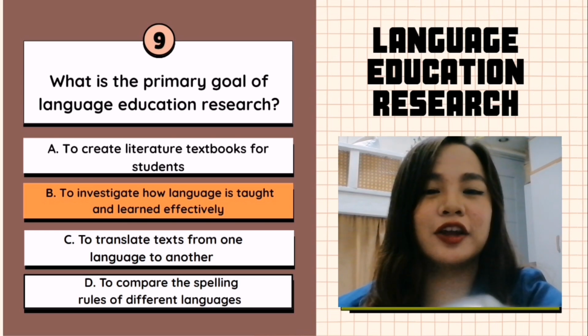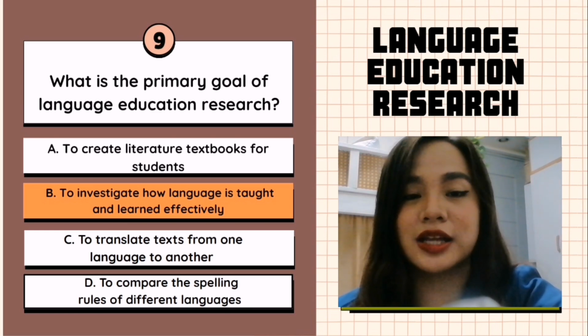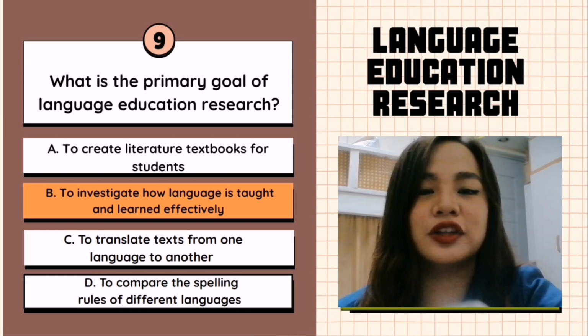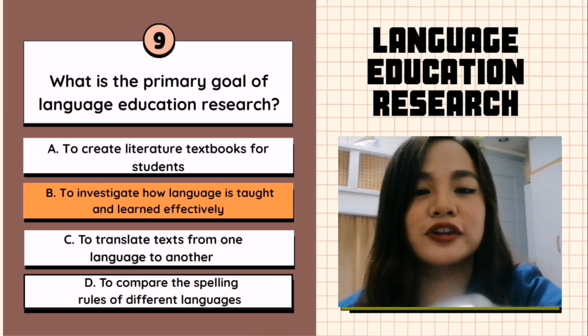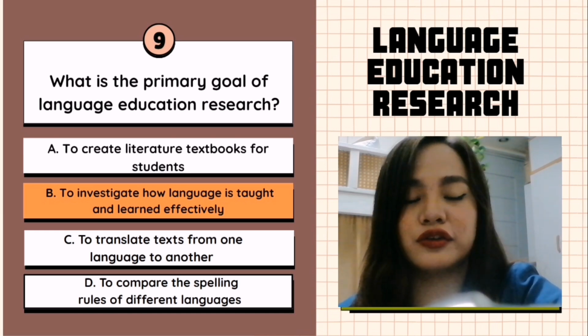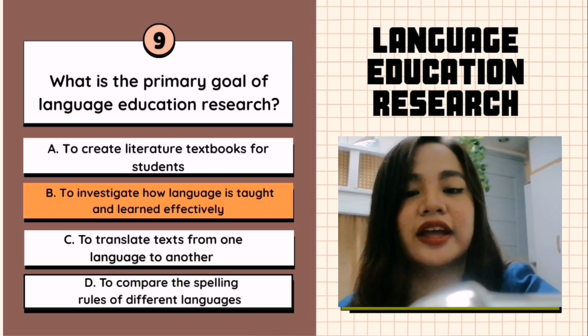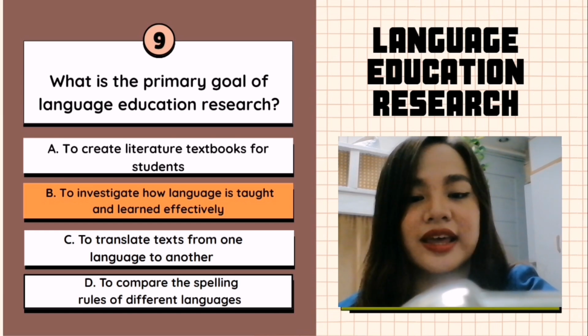Yes, that is correct. Letter B, to investigate how language is taught and learned effectively, is the correct answer. Language education research focuses on studying the process, methods, and effectiveness of teaching and learning languages. It aims to improve language instruction, curriculum design, teacher training, assessment, and learners' outcomes. It also involves theoretical and practical aspects of language teaching and acquisition in classroom or real-world settings.